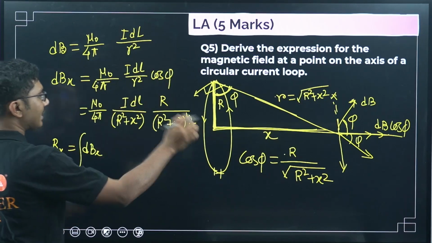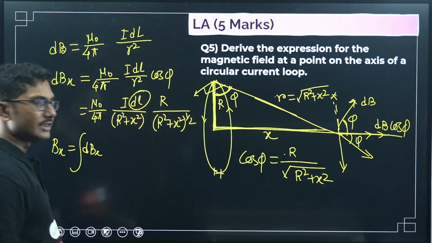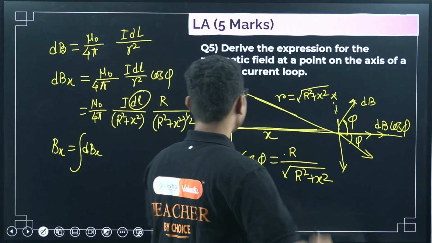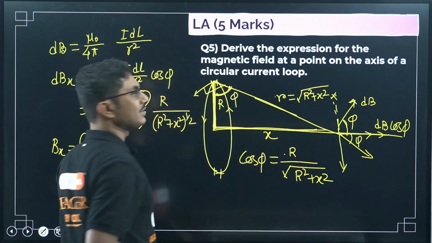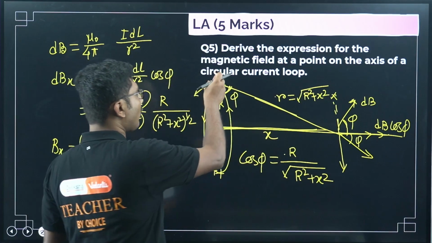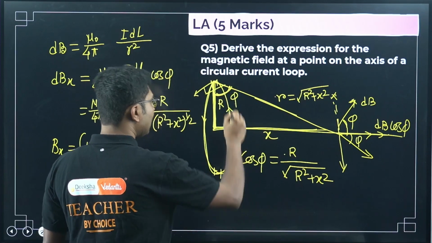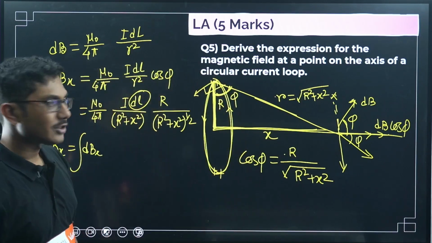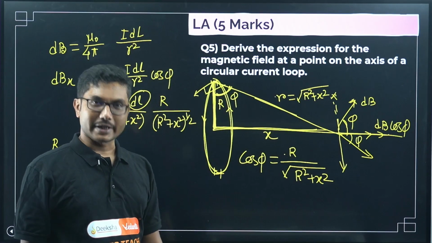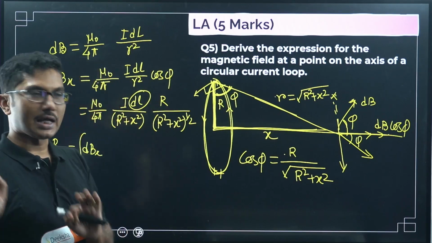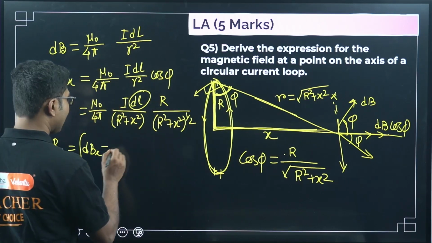Now if you see, everything is constant except this dl term. So what is this dl? dl is a small portion of this circular loop. So you take all the circular portions, if you add them, then you will get the total length. Total length is nothing but the circumference of the circle. What is the formula for the circumference of the circle? 2 pi r, right? 2 pi r, nothing complicated.